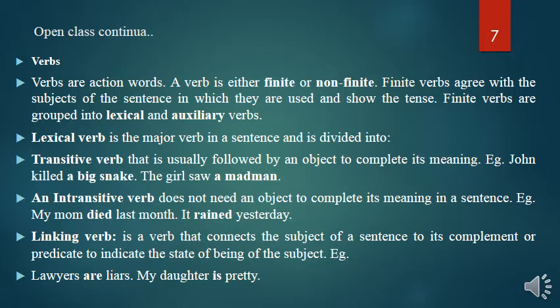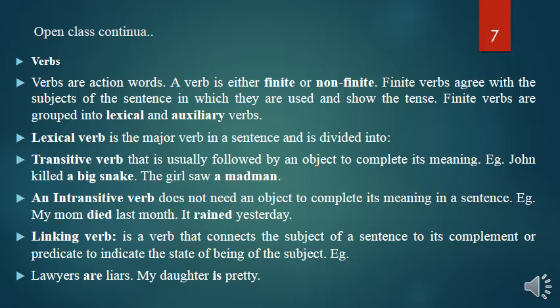And then we also have linking verbs. It's a verb that connects the subject of a sentence to its complement or predicate to indicate the state of being of that particular subject. That is, a linking verb is a verb that connects the subjects and its complements. For instance, here, lawyers are liars. It is just an example. Are is the linking verb because it links lawyers and the liars.